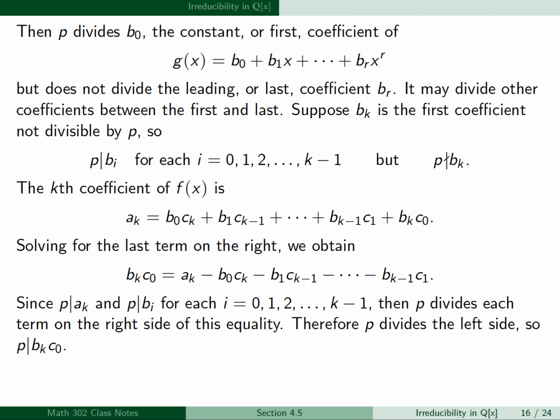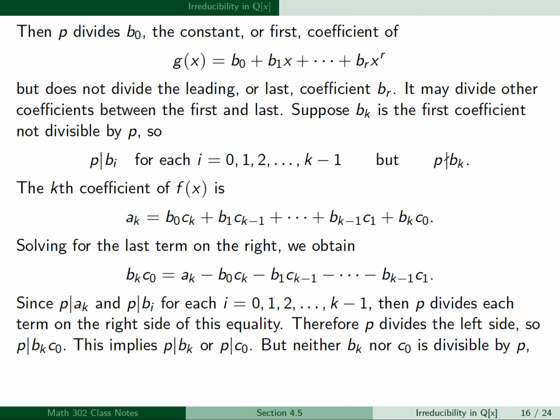Therefore, p divides the left side, so p divides b sub k c0, and this implies p divides b sub k or p divides c sub 0. But we already said that neither b sub k nor c sub 0 is divisible by p, so this is a contradiction. And now that we've obtained a contradiction, this proves the theorem.